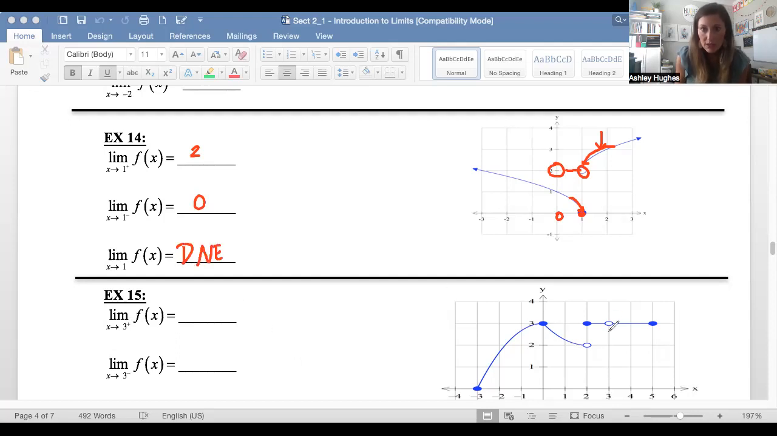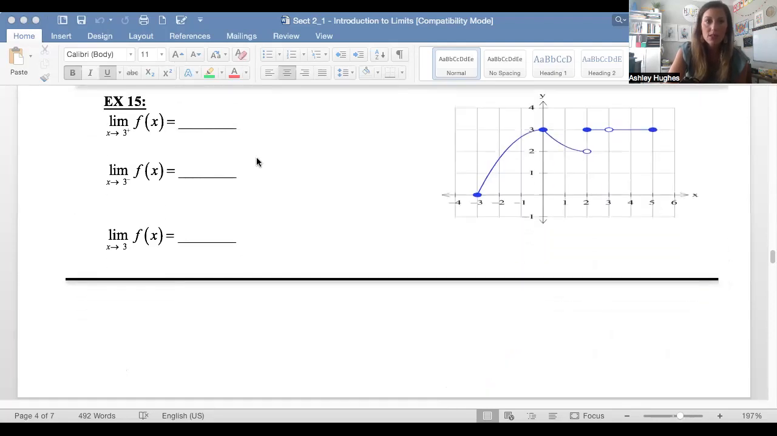3, here's 3. From the left, I'm over here, which is this open circle, which is at 3. From the right, I'm approaching again 3. Do these match? Yes. So the limit will be 3 because the left and the right were the same.